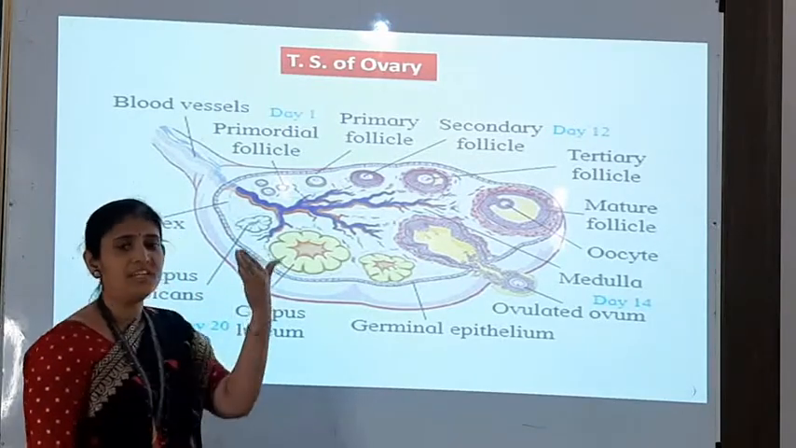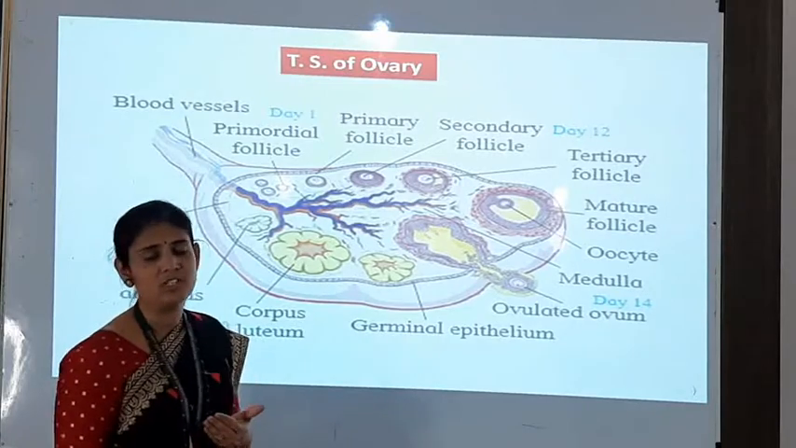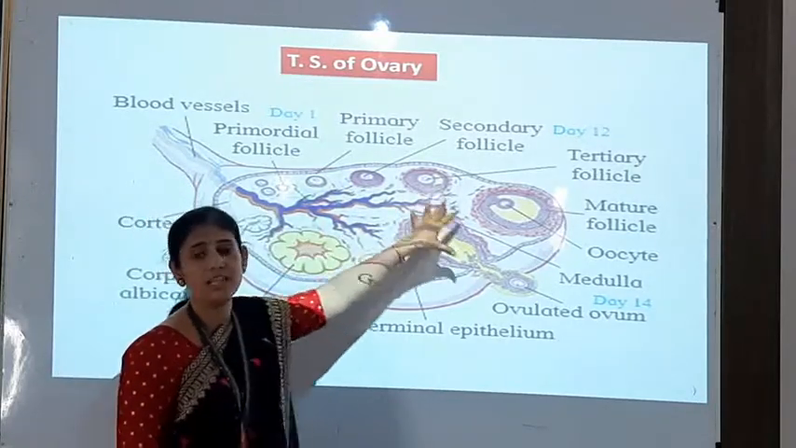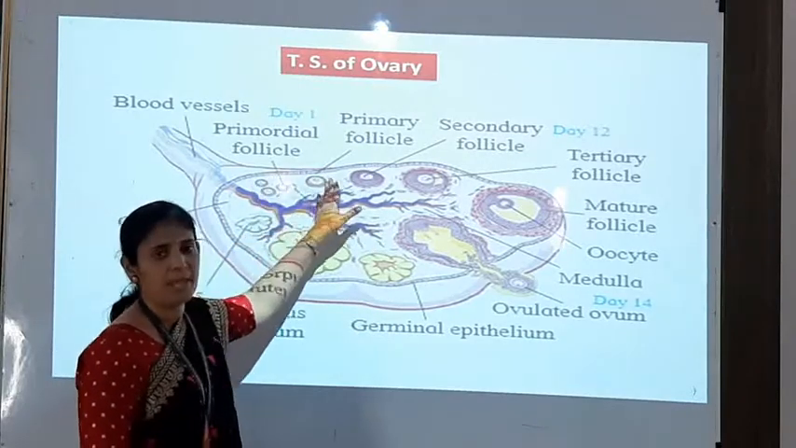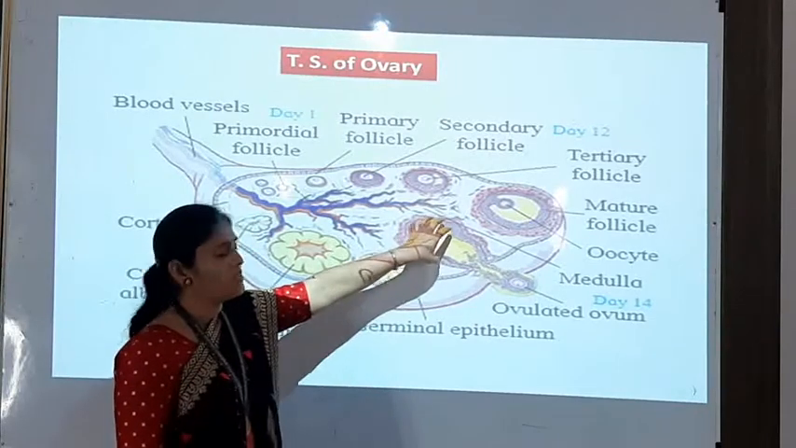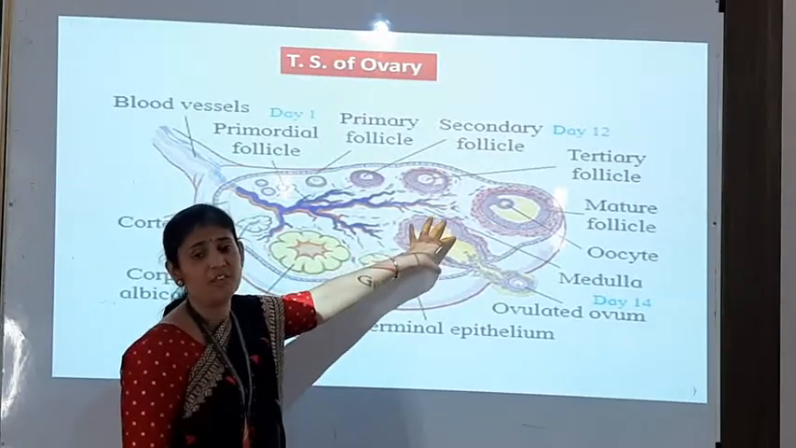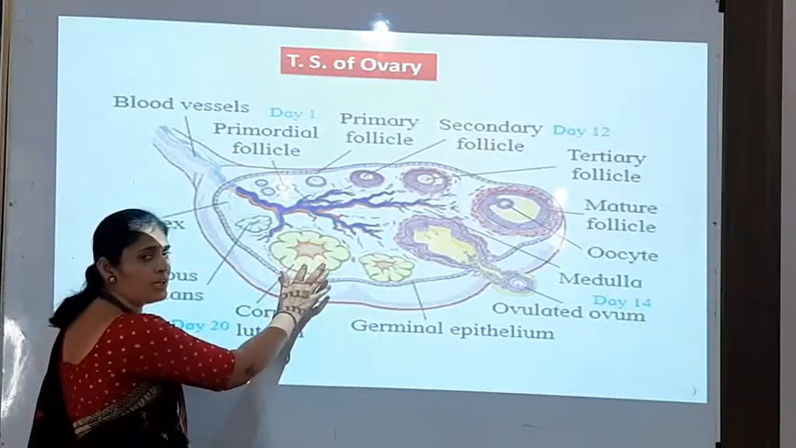So when we take a section of the ovary, for the histology of the ovary we have to study and observe all these developmental stages: primordial follicle, primary, secondary, tertiary, and Graafian follicle. Sometimes you can observe an empty Graafian follicle. This empty Graafian follicle is converted into corpus luteum.